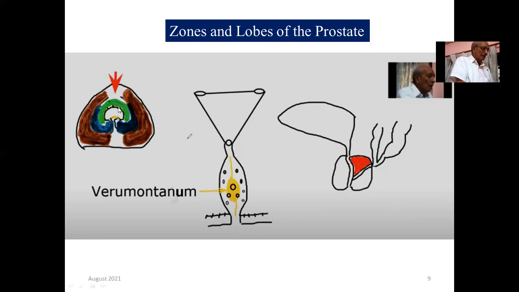Around the urethra, the transitional zone, which is supposed to be around 5% of the prostate substance. Around the ejaculatory ducts, the next zone, central zone, is supposed to be around 25%. This one. And more laterally and peripherally, the peripheral zone, which is about 70%.